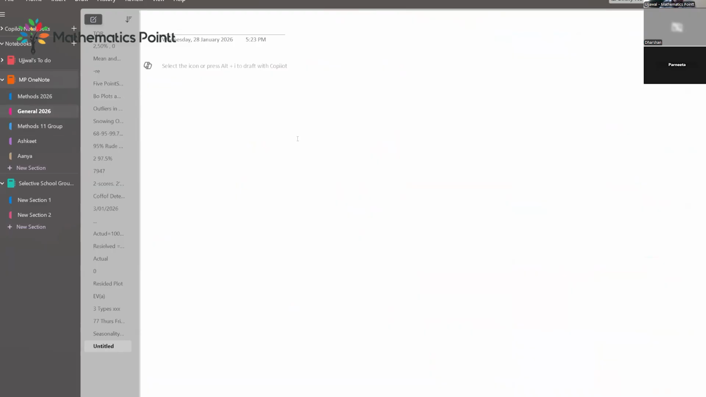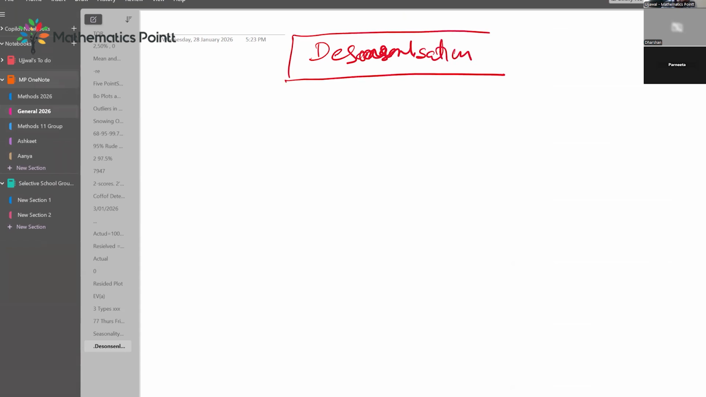This notepad and try to understand. What we are going to now understand is something called deseasonalization. We are going to learn something called deseasonalization.